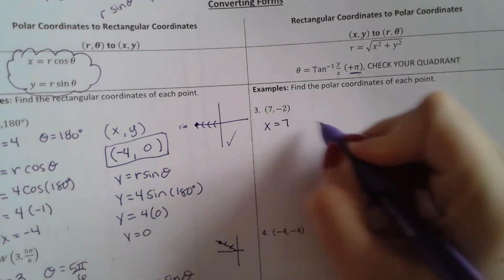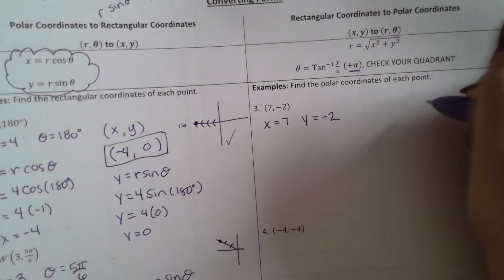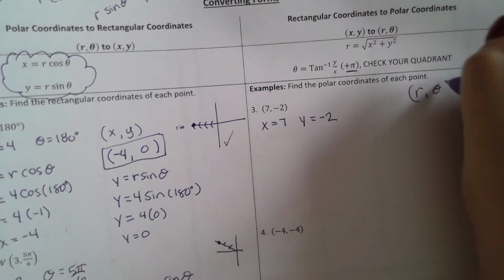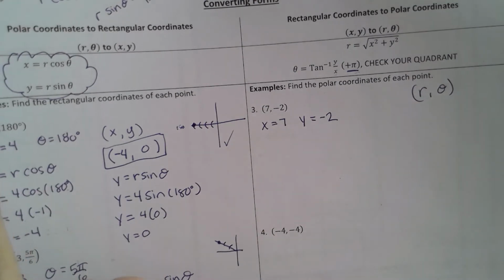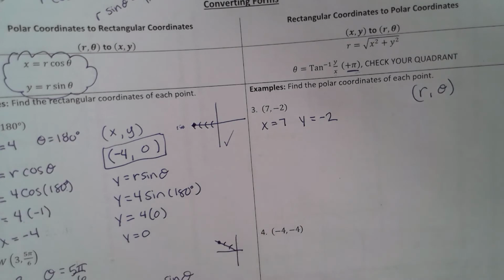For example, our first example here, we've got 7 comma -2. So x is 7 and y is -2. And I want to find r comma theta. Okay, so that's opposite. In this problem, we were given r and theta and we were finding x and y. In this problem, we're given x and y.